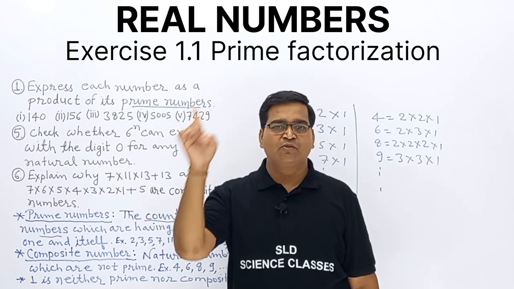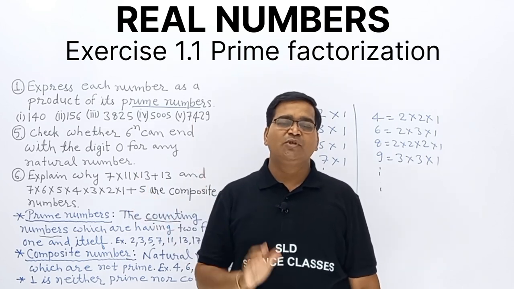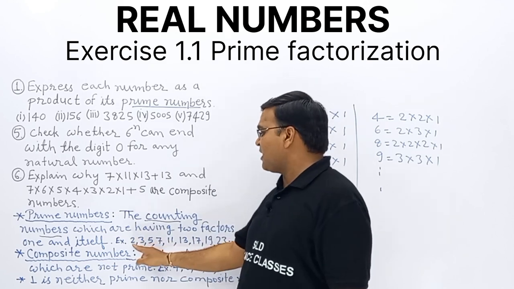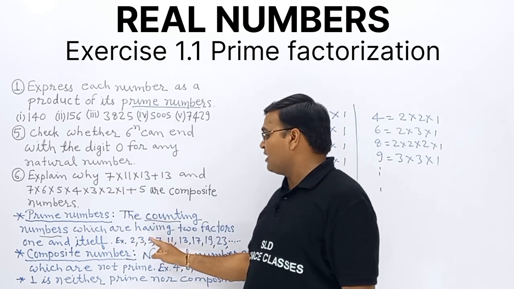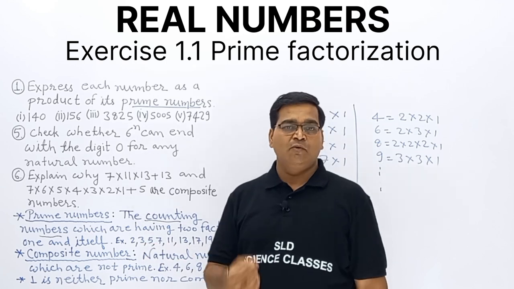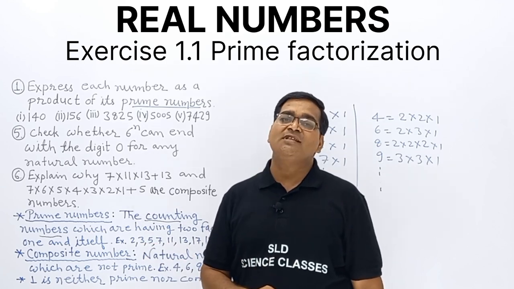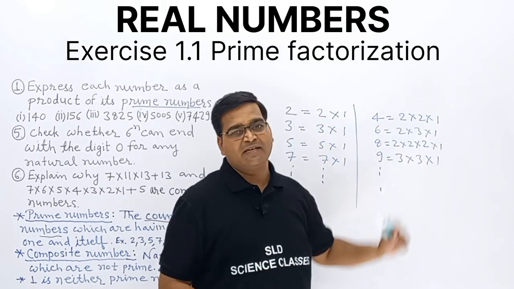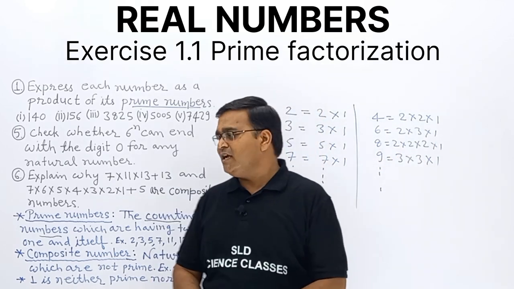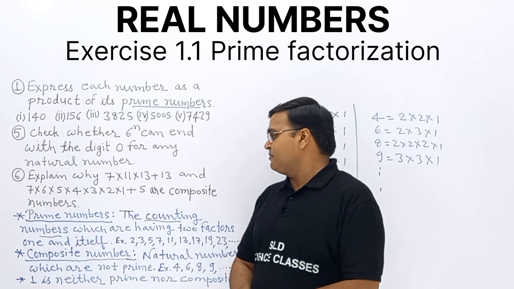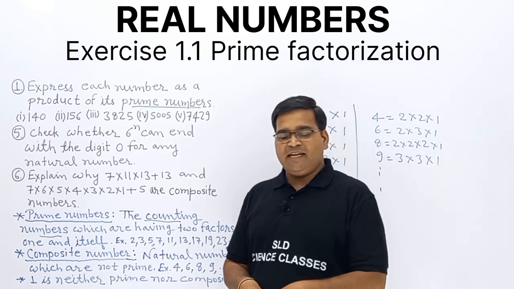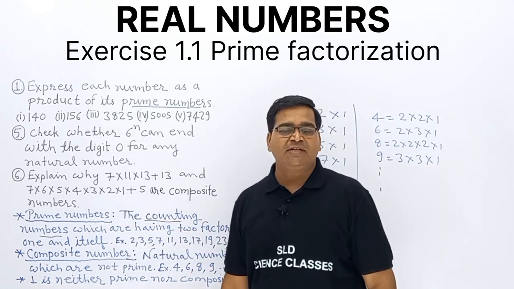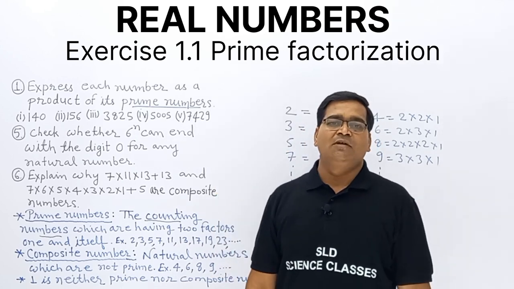Those natural numbers which are not prime: 2 is prime, 3 is prime, and in between 3 and 5 we have one counting number, 4. 4 is a composite number. Why? It is having more than 2 factors. I hope you are getting what I am saying. So I explained prime numbers and composite numbers and the difference between both.